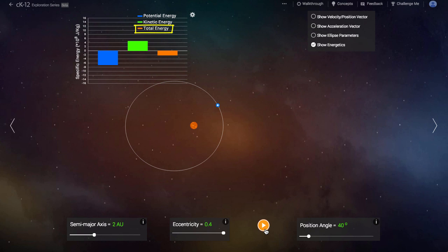The total specific energy is the sum of the specific potential and specific kinetic energies. This total amount is negative because the system is bound. There isn't enough kinetic energy for the planet to escape the gravitational well formed by the star. As the planet moves around the star, potential and kinetic energy are exchanged, but the total energy stays the same. Gravity is a conservative force, so this shouldn't surprise us. So play around and enjoy.